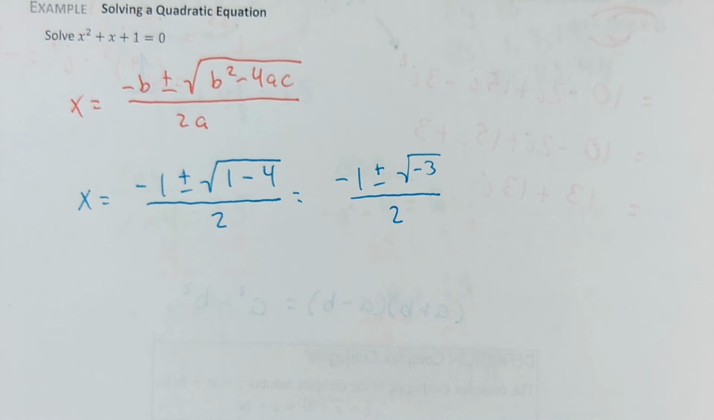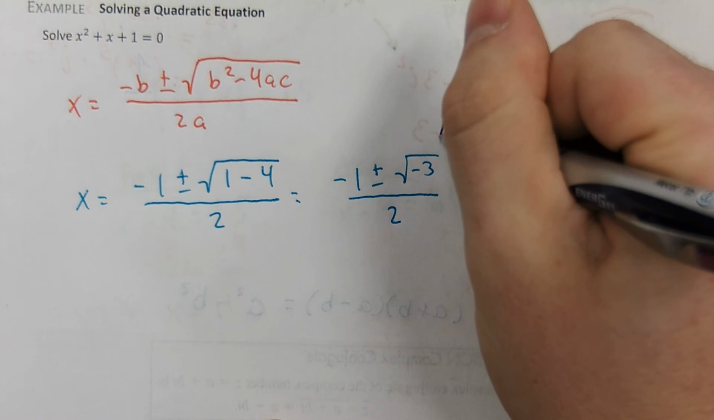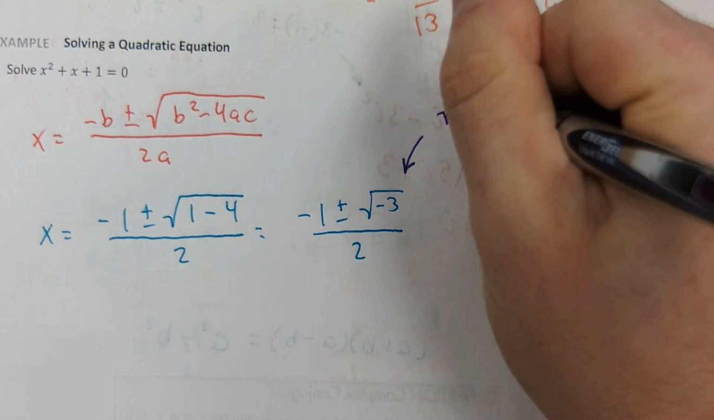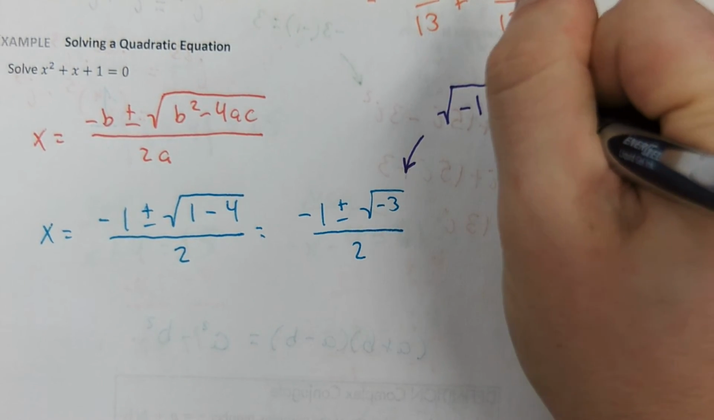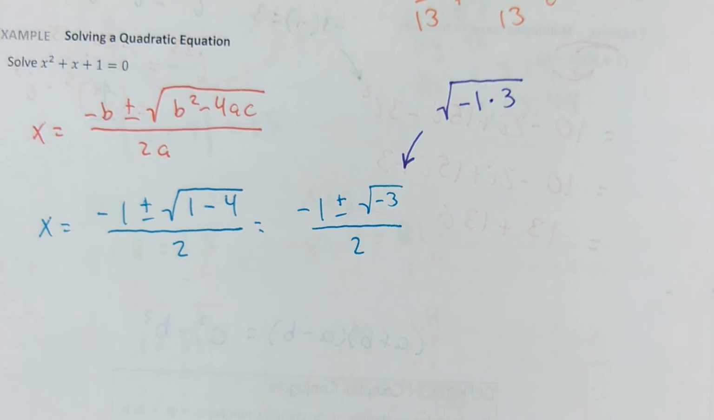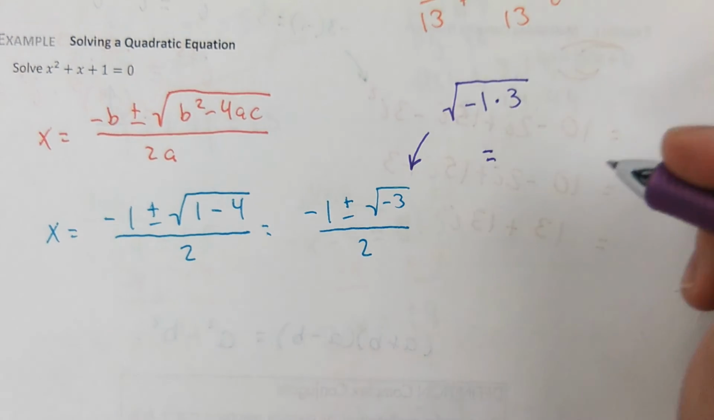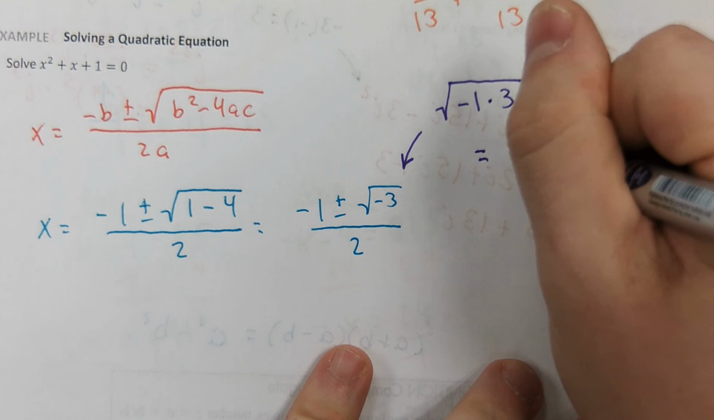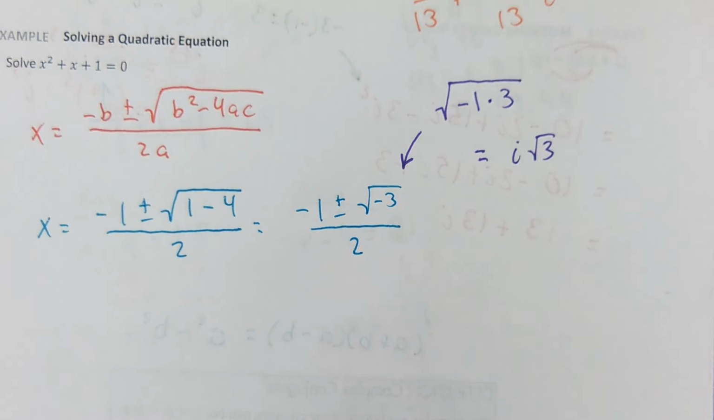Ruh-roh, a negative number underneath the radical. Can we all agree that this radical actually could have been written as the square root of negative 1 times 3? Does that work? Great. From here on out, your job is to treat the number negative 1 as a perfect square, something that you could take the square root of and pull out of the radical, because the square root of negative 1 is i. Like that.